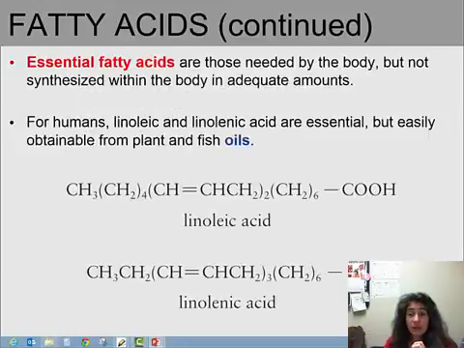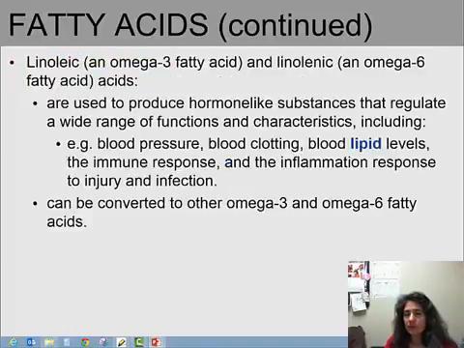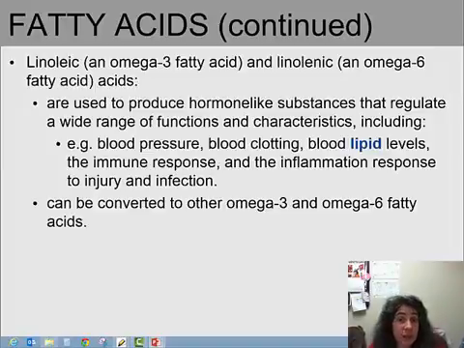So we talked about essential fatty acids and linoleic and linolenic acid being essential. We can get them from plant and fish oils, and so we hear a lot about taking fish oil to get our essential fatty acids. We talked about omega-3 and omega-6, looking at some of what they actually do in the body. Hormone-like substances, so we're regulating our blood pressure, our blood clotting, blood lipid levels, immune response, inflammation response. So these fatty acids are really, really important for our body, so it's pretty critical that we're getting enough of them somehow.